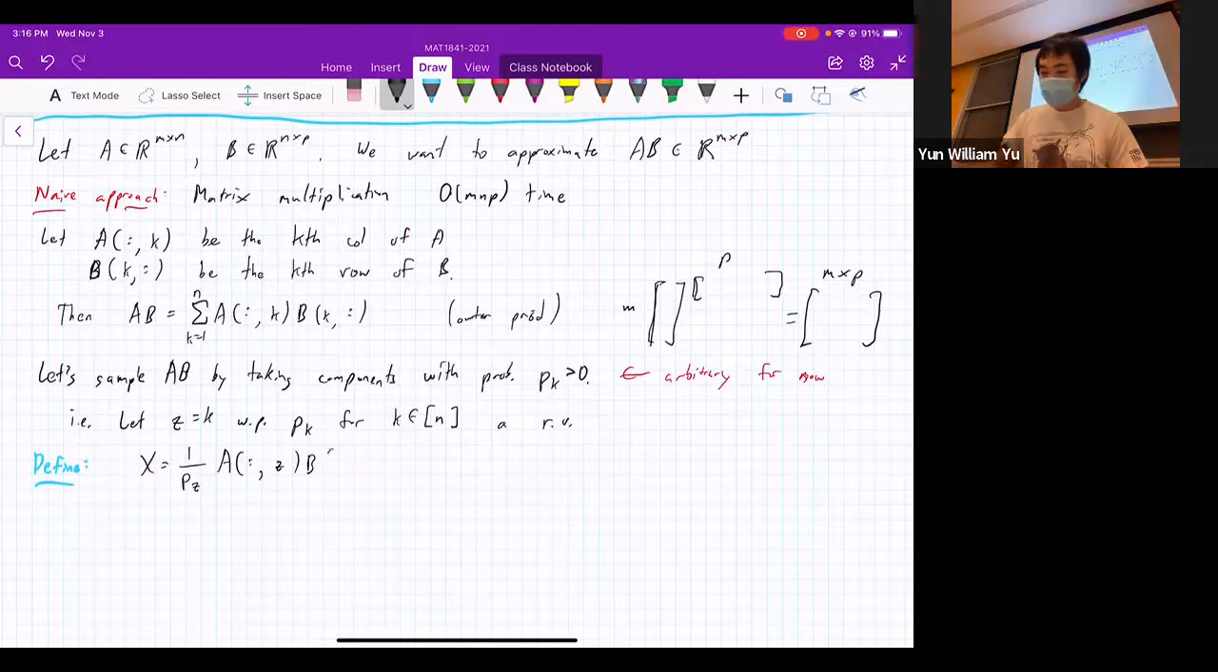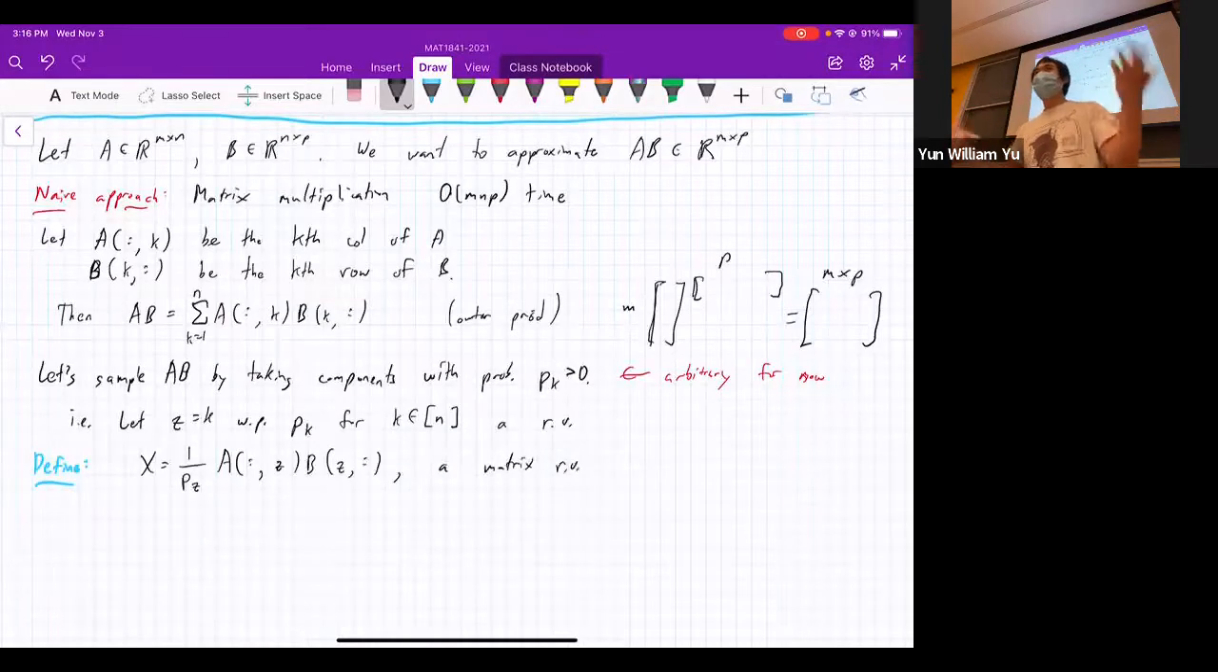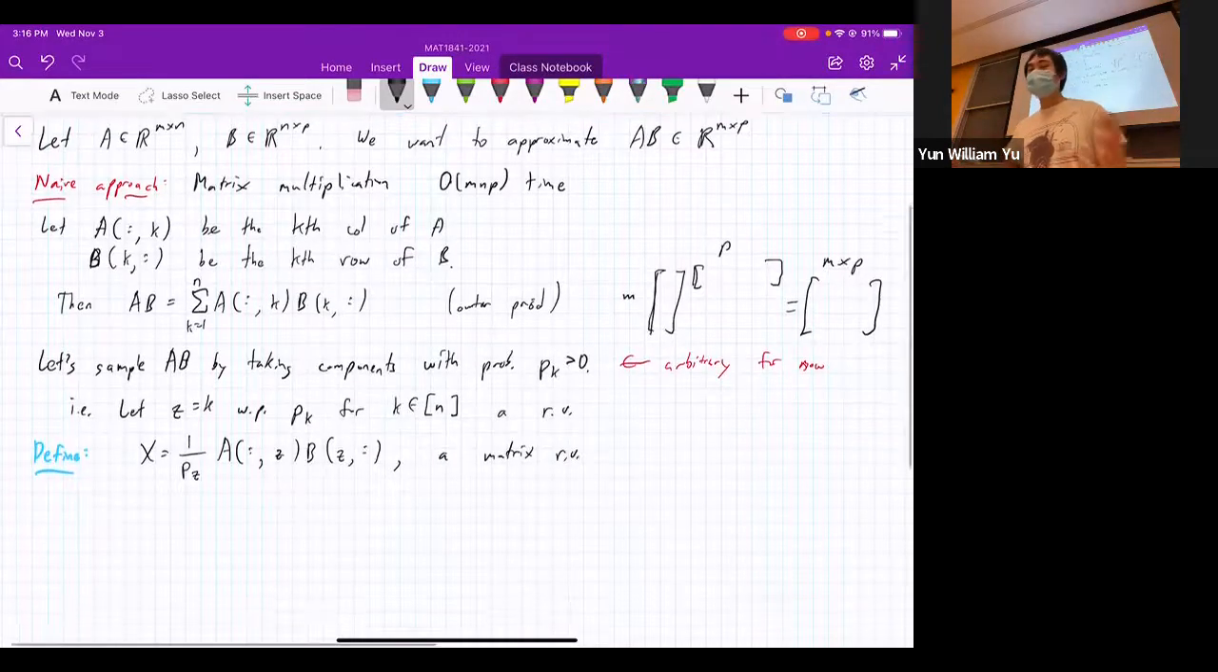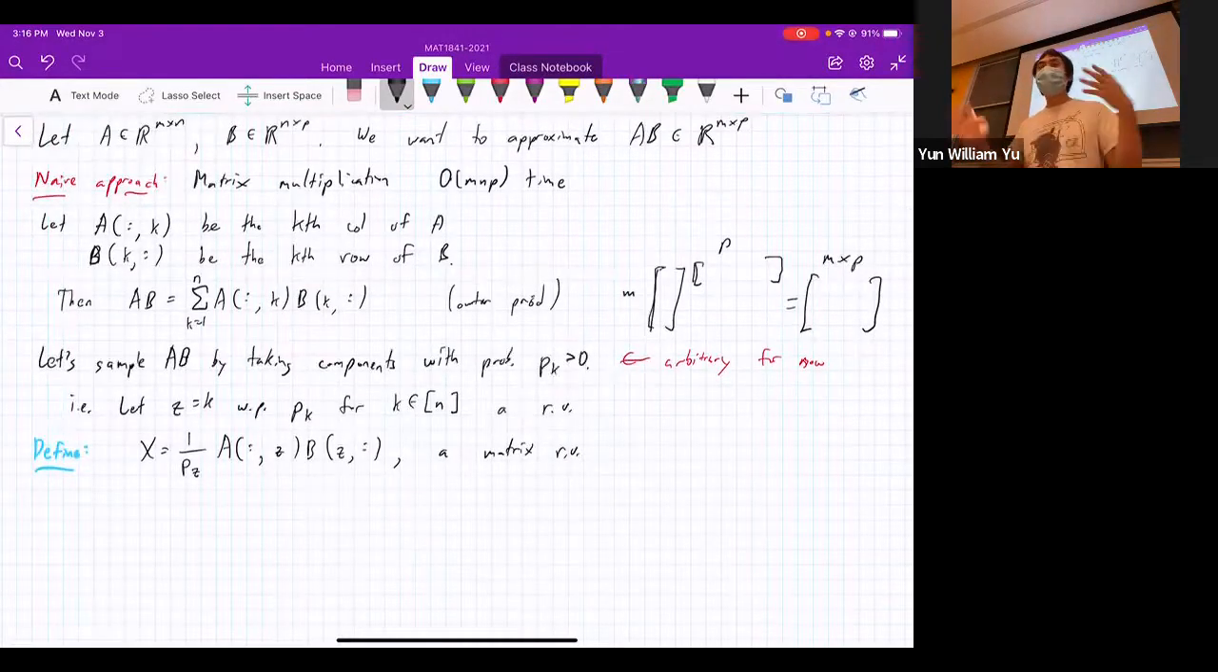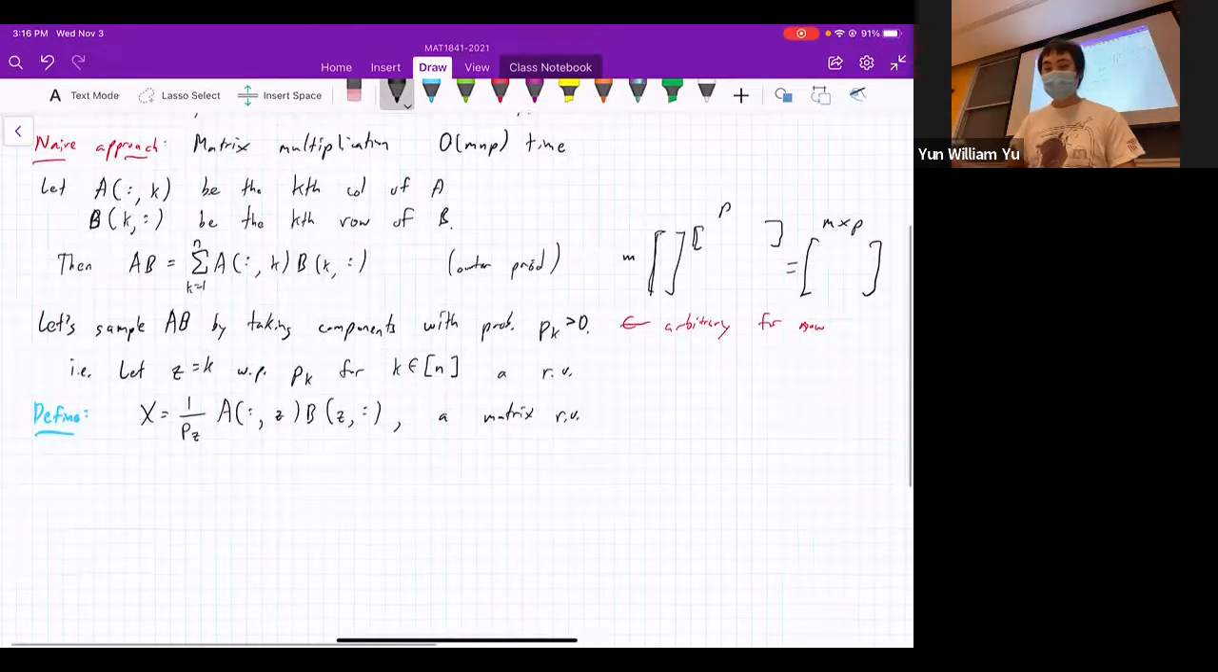Anyway, and the z-th row of B. And this is, of course, a matrix random variable. So any particular instantiation of X is going to be a rank 1 matrix, but in expectation, it's going to be precisely AB. And let's show that.